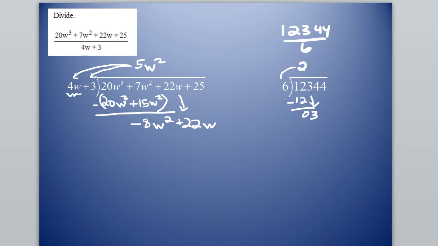How many times does 4w now go into minus 8w squared? What do I need to multiply 4w by to turn it into negative 8w squared? And the answer is you need to multiply it by a negative 2w. Over here, you need to multiply by 0, and you bring down this first 4, you end up with 34, and then you say 6 goes into 34 8 times.